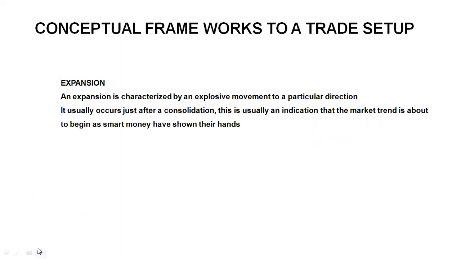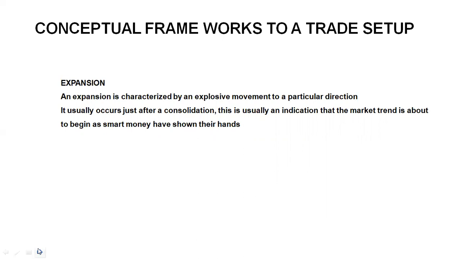The next thing we usually find is an expansion. Expansion is when the market moves quickly away from a consolidation, and that is an indication that smart money is willing to do what? Move price, right? So you usually see an explosive movement in a particular direction. It usually occurs just after a consolidation, and it's an indication that the market trend is about to begin as smart money has shown their hands. That means when the market is done accumulating orders, then it moves quickly, showing that smart money is willing to move price. That means they were kind of hedging or keeping price at a particular point, right?